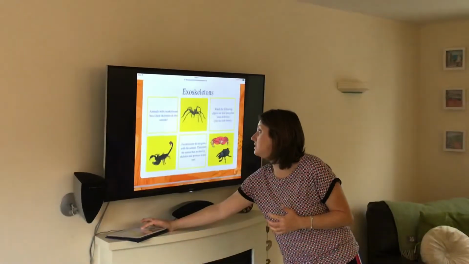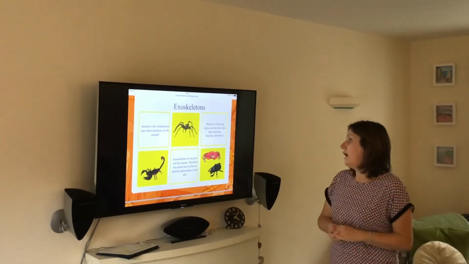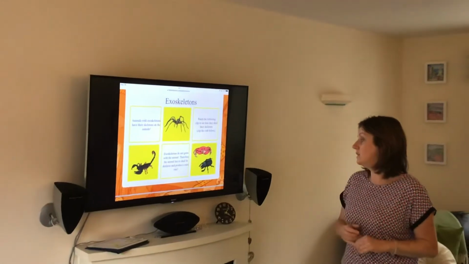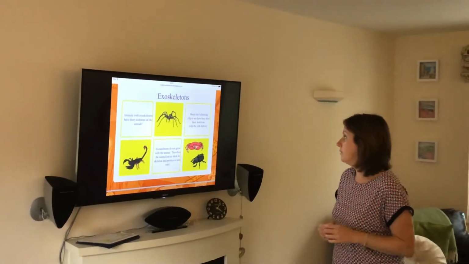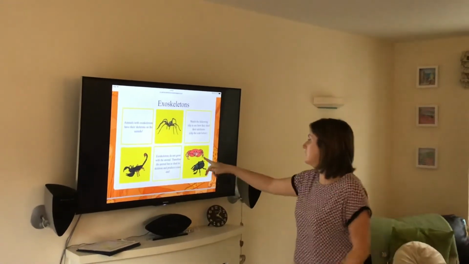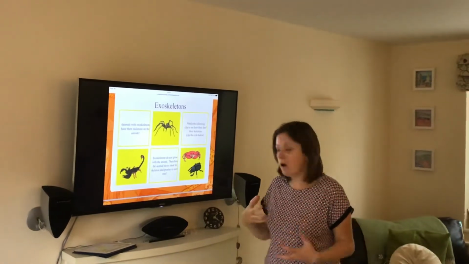An exoskeleton, animals with exoskeletons have their skeletons on the outside. They do not grow with the animal, therefore the animal has to shed its skeleton and produce a new one. And on here is a clip which you can watch in your own time. So we've got some other examples here, a crab, a spider, scorpion and a beetle. They've all got a hard outer shell.